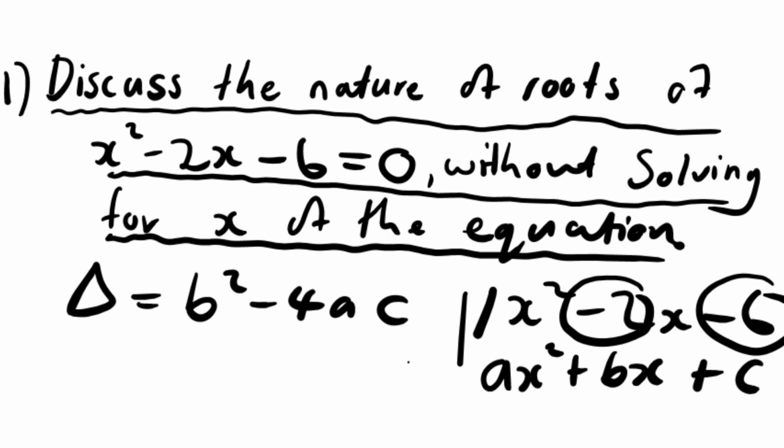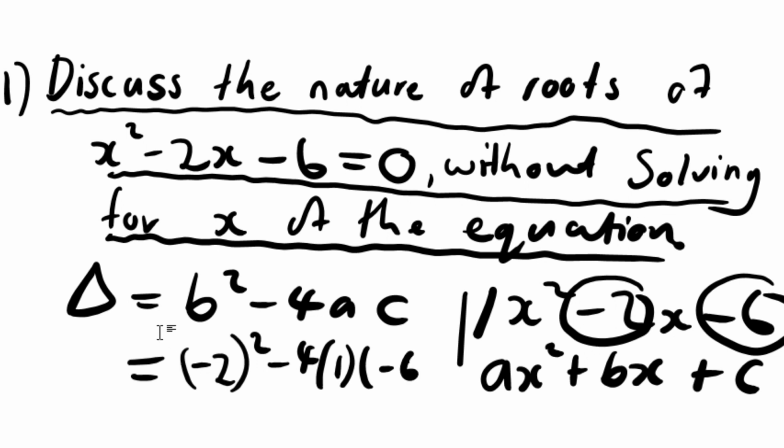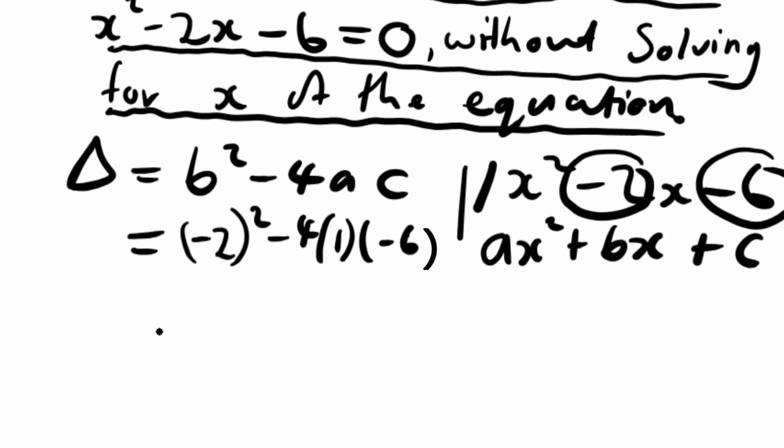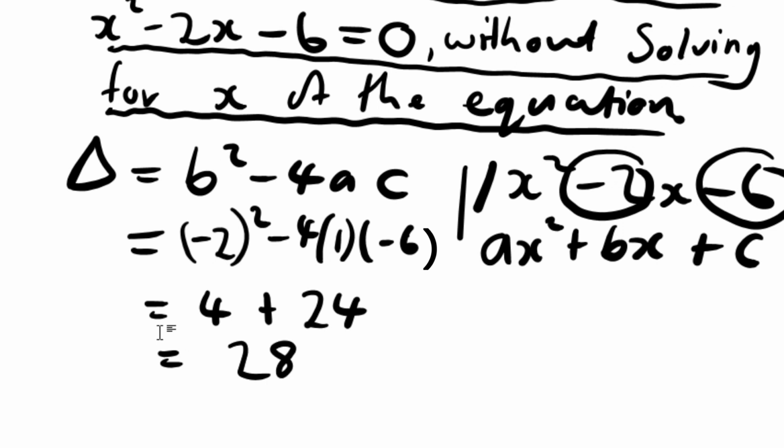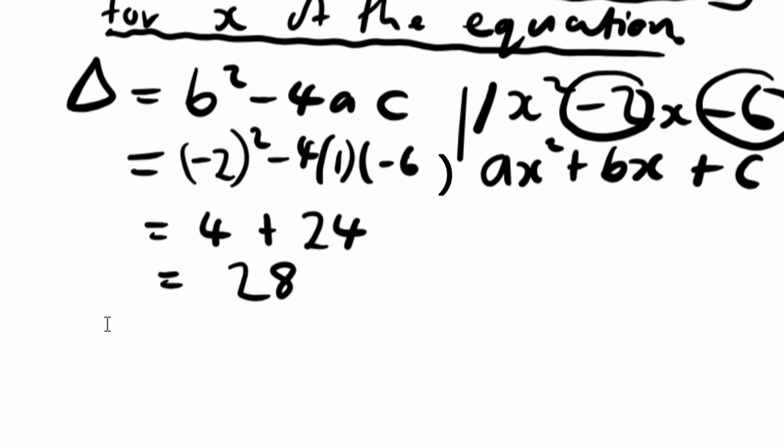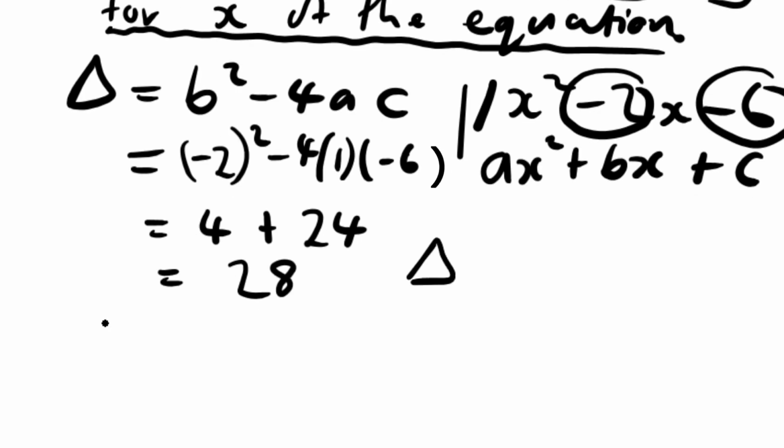Okay, now let's calculate the value of delta. The delta is b squared, is minus 2 all squared, minus 4, a is 1, c is minus 6. Okay, and then what we get is 4 plus 4 times 6 is 24, and this is going to be 28. Okay, 28 is positive, right? So we know that our delta is greater than 0.